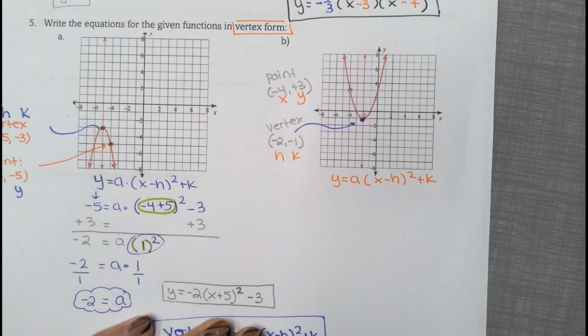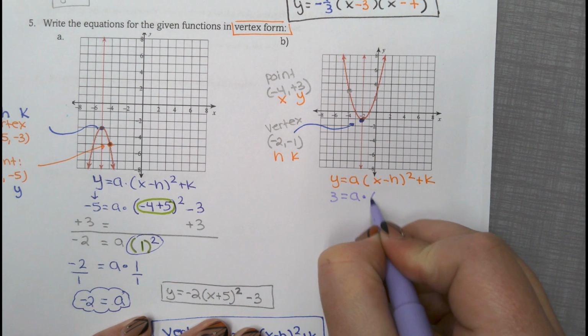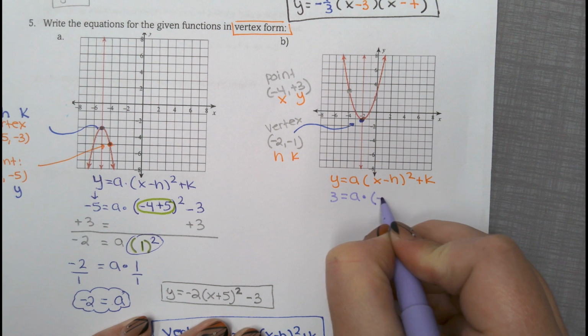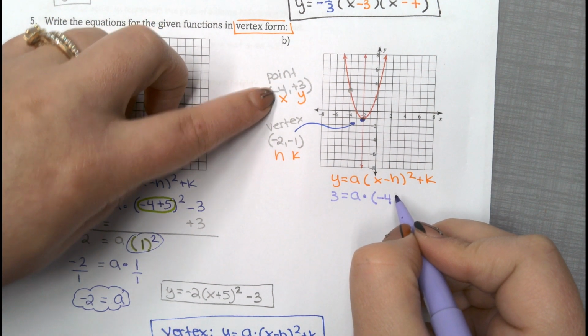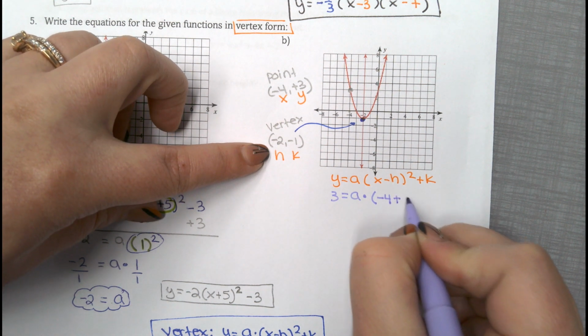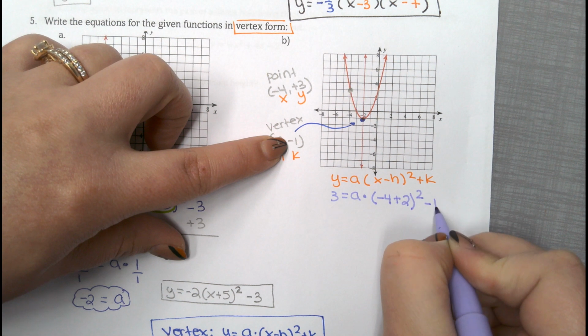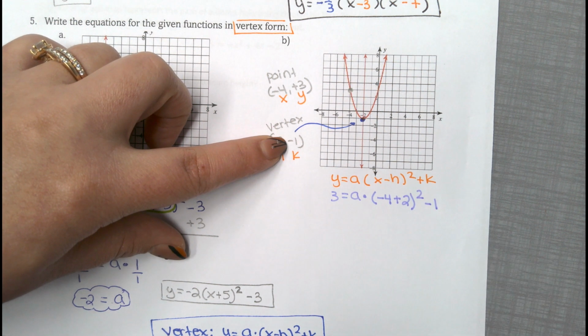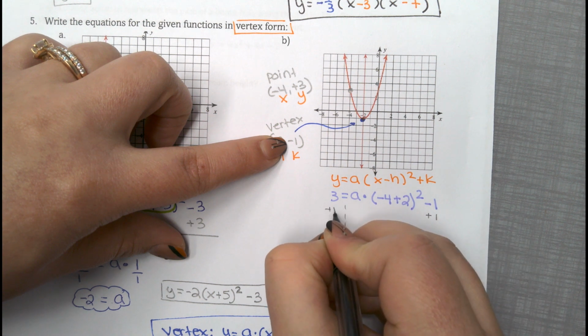Our Y was 3. Our A, we're going to keep it the same. Our X was -4. So our H, do the opposite of what we see. I see a -2, I write a +2. And then our K is a -1. Again, don't pick up your calculator. We're going to do this by hand. We got a +1 here, +1 here.